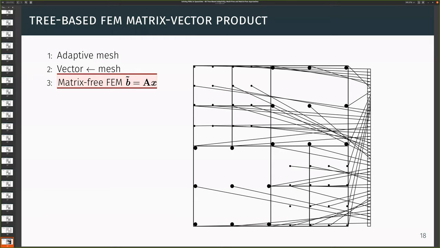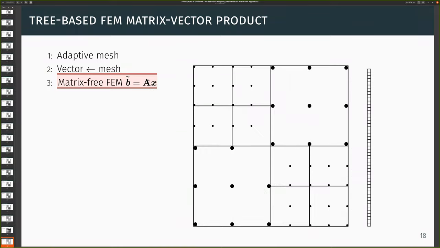Okay, so I think we have completed step one and step two. Now let's see how we are going to do matrix-free finite element computations in this mesh. For the matrix-free finite element computation, we do computations by looping over each element. We visit each element, do some elemental computation, and we accumulate. If it is matrix-based, we accumulate it to a global matrix. But if it is matrix-free, we accumulate the elemental matrix-vector multiplication to the global vector, which is presented here.